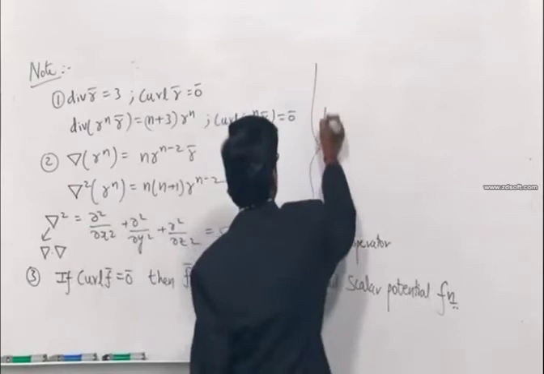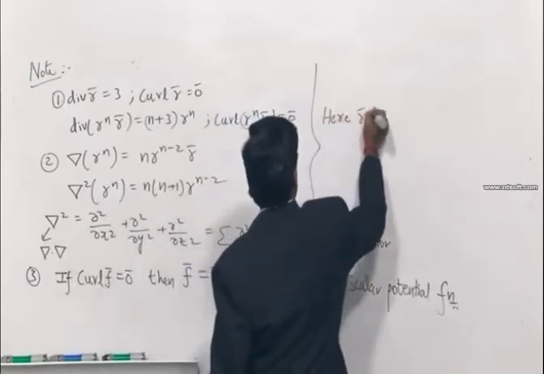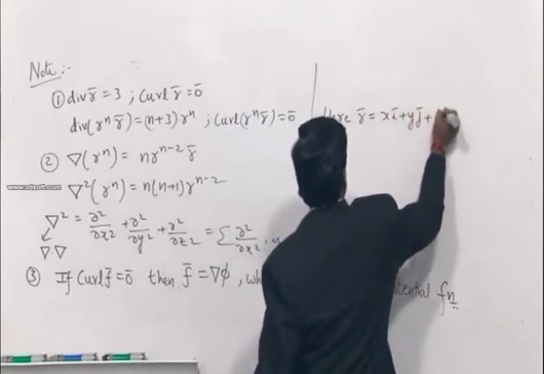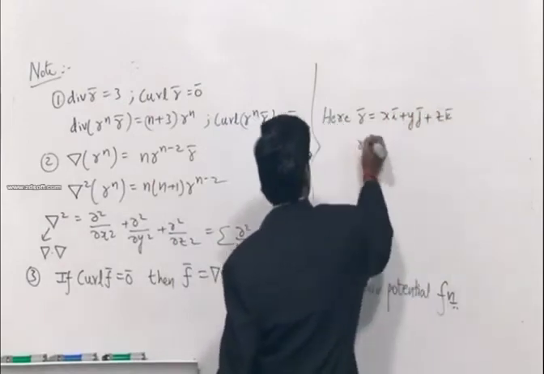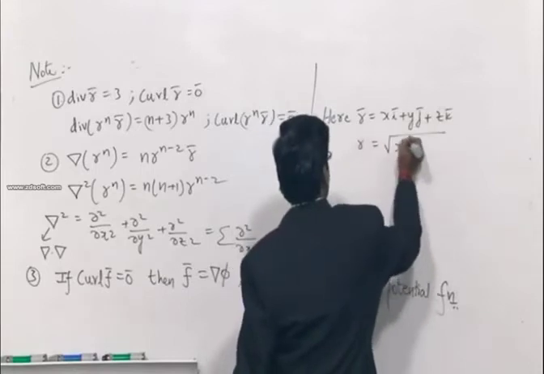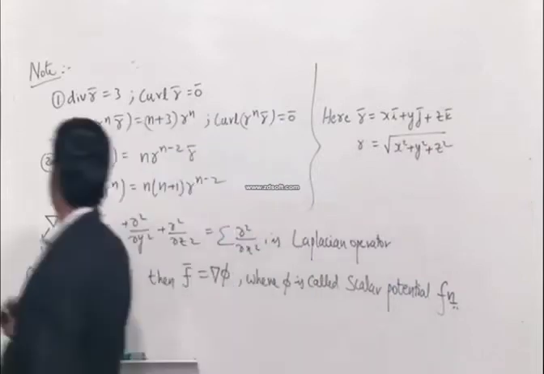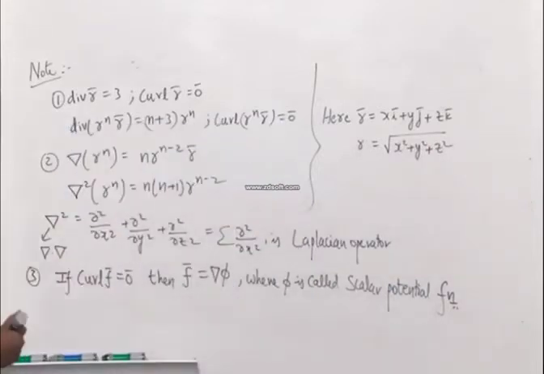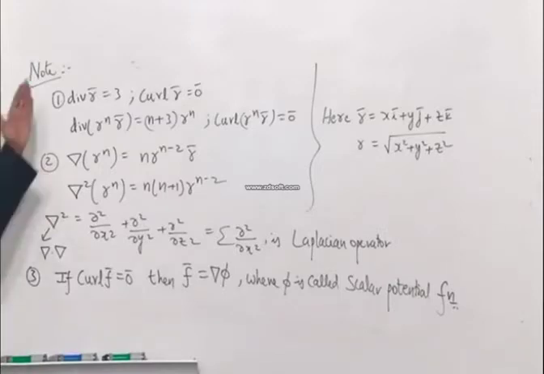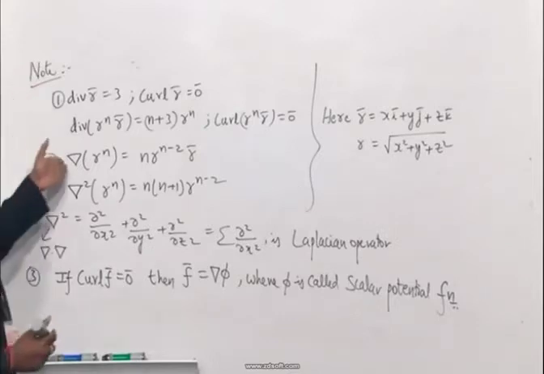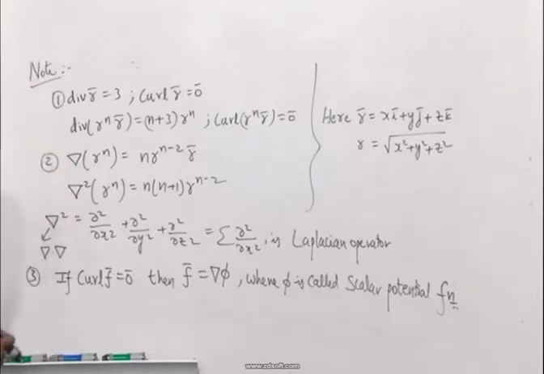In all these, here r bar is equal to x i bar plus y j bar plus z k bar. R is equal to root over x square plus y square plus z square. Just memorize these results using the 4 differential operators: del square, gradient, divergence, curl.